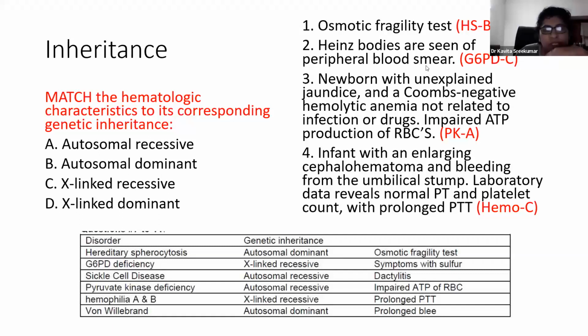The second one, where you can see Heinz bodies, is G6PD deficiency. So that is X-linked recessive. The third one, I think, was a little tough. Impaired ATP production is pyruvate kinase deficiency. So that is autosomal recessive as well. And the last one is a hemophilia baby. So that is X-linked recessive. Okay.